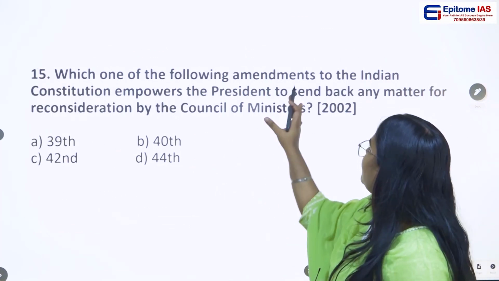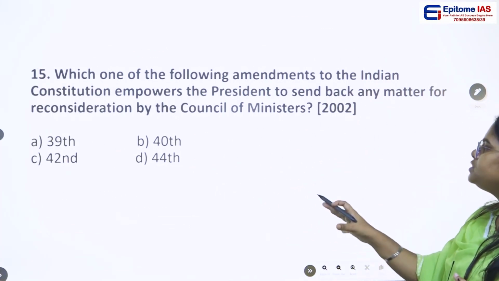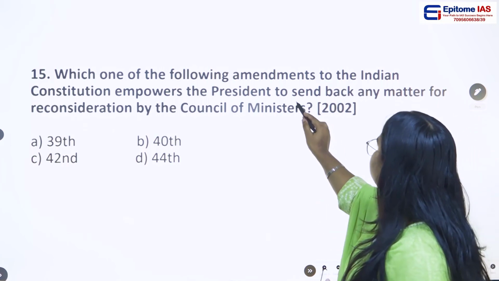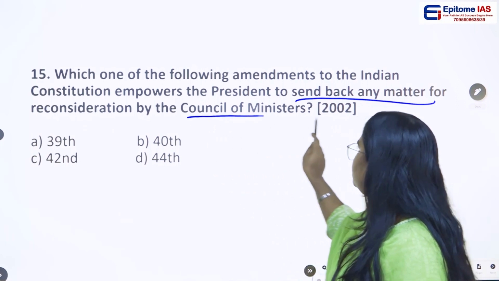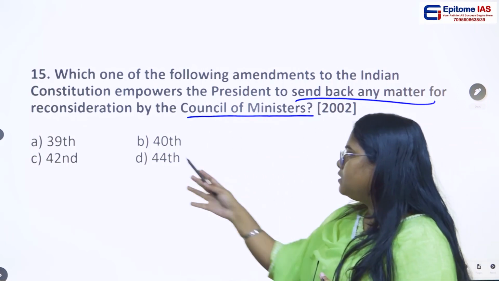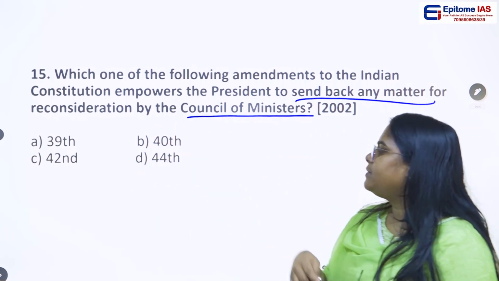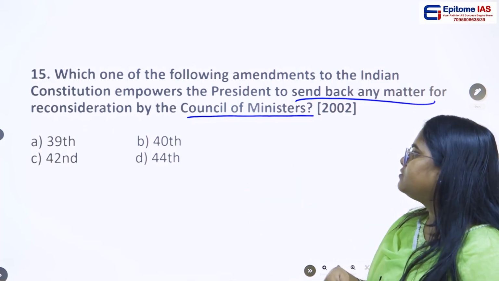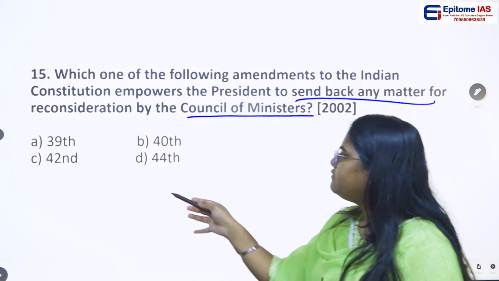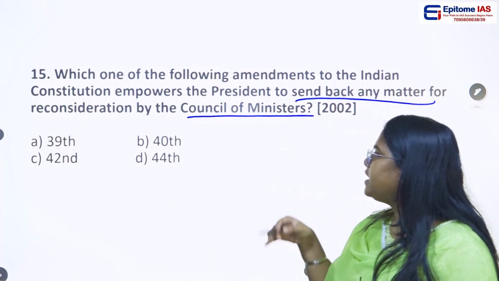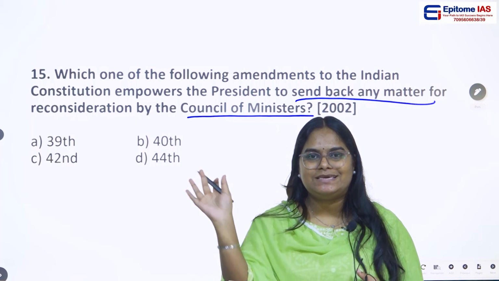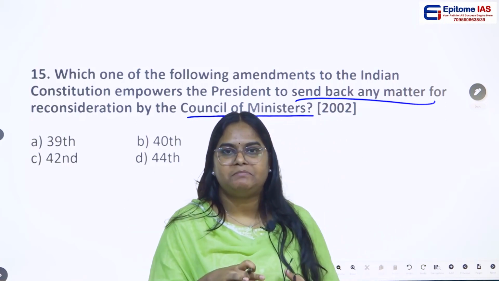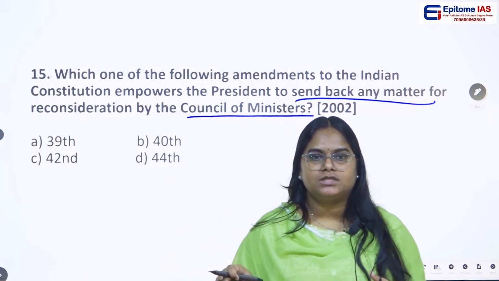Which one of the following amendments to the Indian Constitution empowers the President to send back any matter for reconsideration by the Council of Ministers? A. 39th Constitutional Amendment, B. 40th Constitutional Amendment, C. 42nd Constitutional Amendment, and D. 44th Constitutional Amendment. So if you see here, before this particular amendment, it was more like this council.